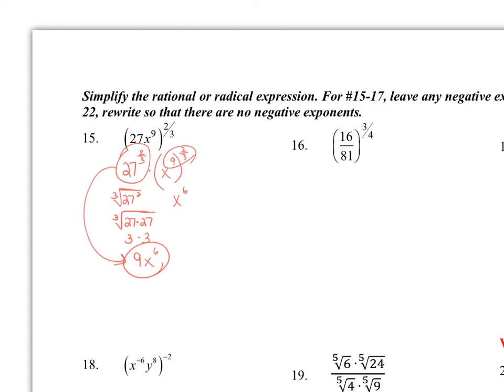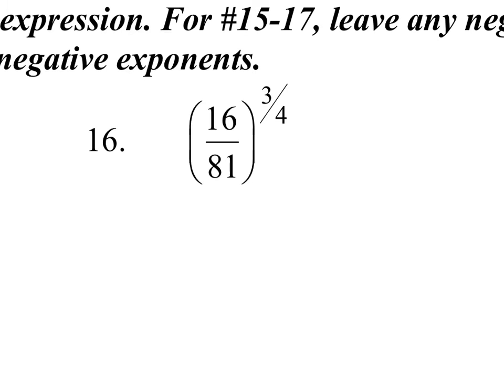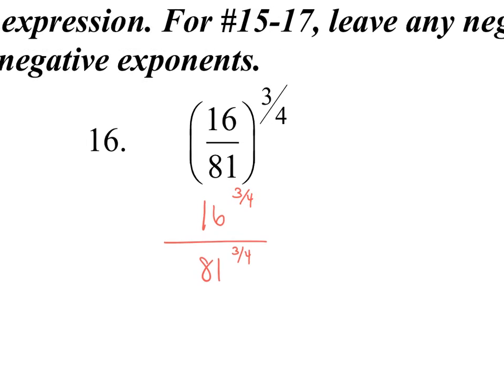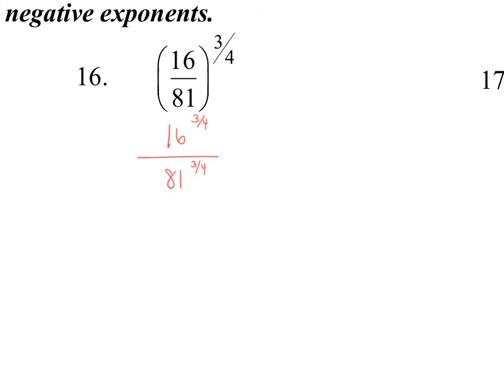16, we have a quotient. So I'm just going to distribute it through to both. And remember, we don't want to just necessarily rely on our calculators. SAT, you don't have it the whole time, okay? So this is the same thing as the 4th root of 16 cubed. This is the 4th root of 81 cubed.